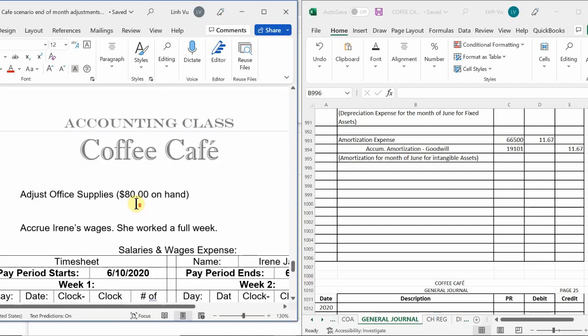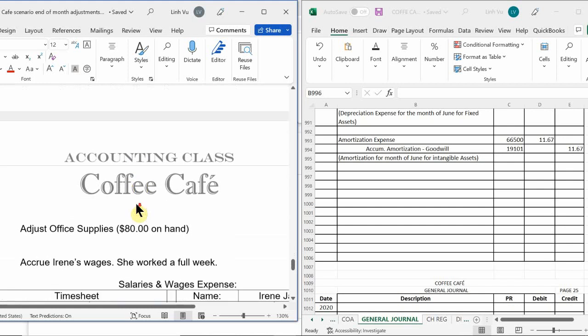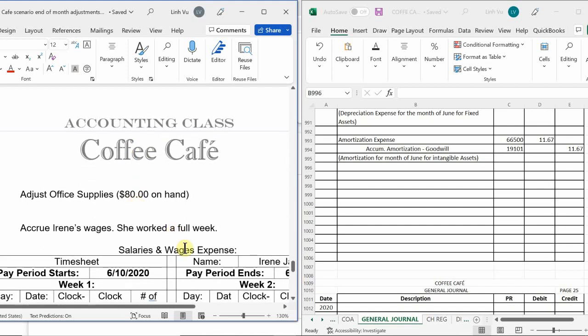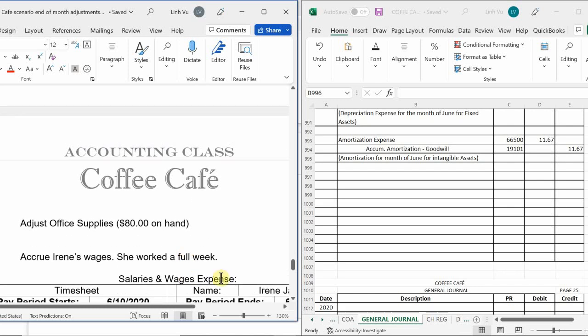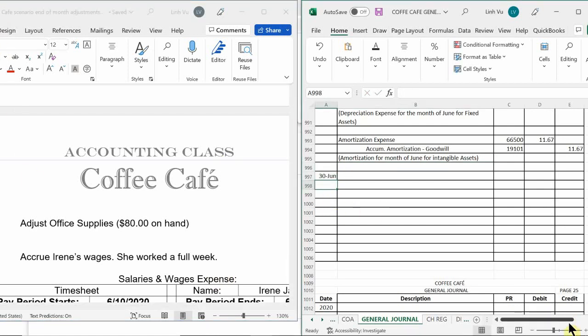So let's see. We need to adjust our office supplies because we only have $80 left on hand. That means we used, how much did we use? Do we even know how much office supplies we actually have? I don't remember that far back. That's okay. Where can I find the value of my office supplies?